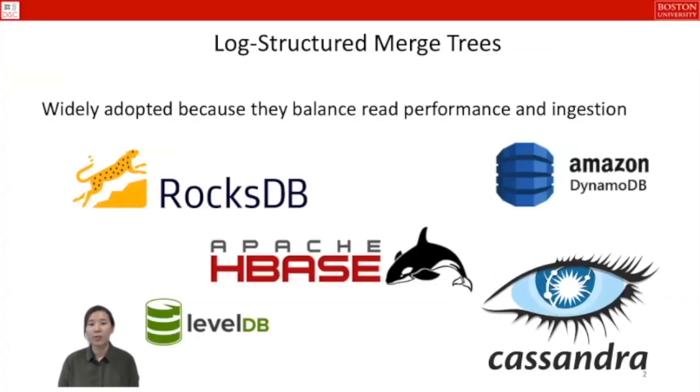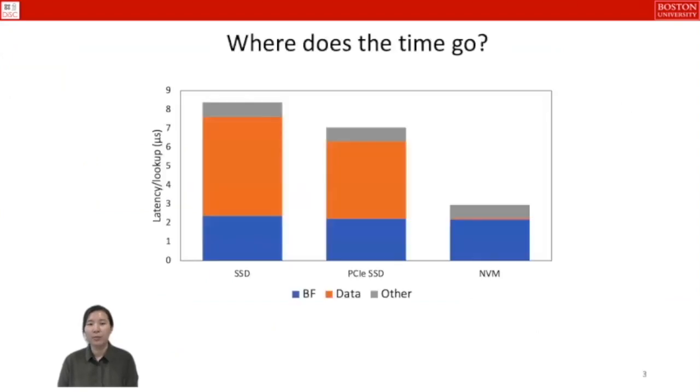The log structured merge tree is the core data structure of several key value engines like RocksDB, LevelDB, and many more. And they are widely used because they can balance the read and ingestion performance. Before we jump into the details, let's see the breakdown of an LSM read query. There are three main components: bloom filter, data access, and other costs.